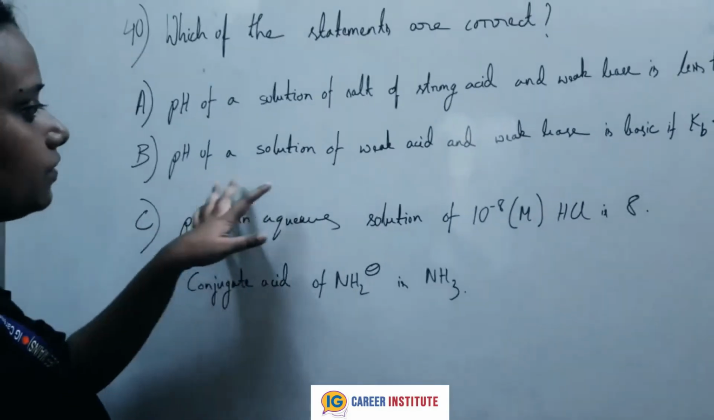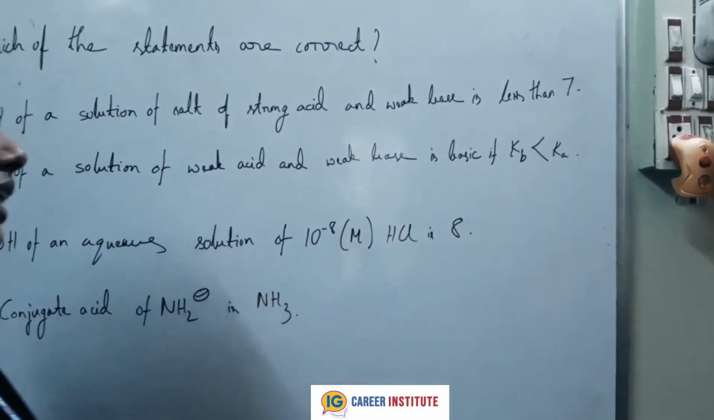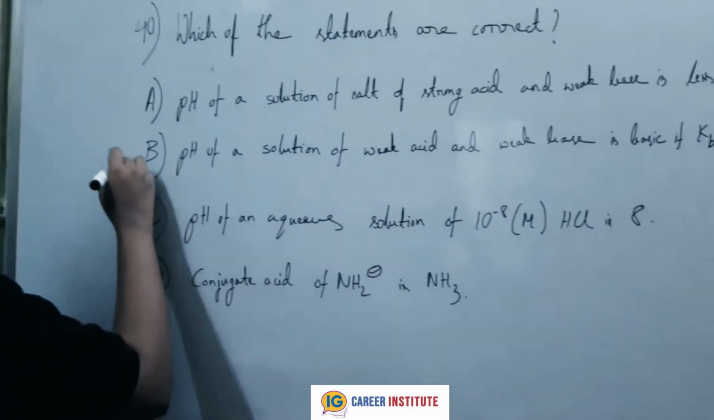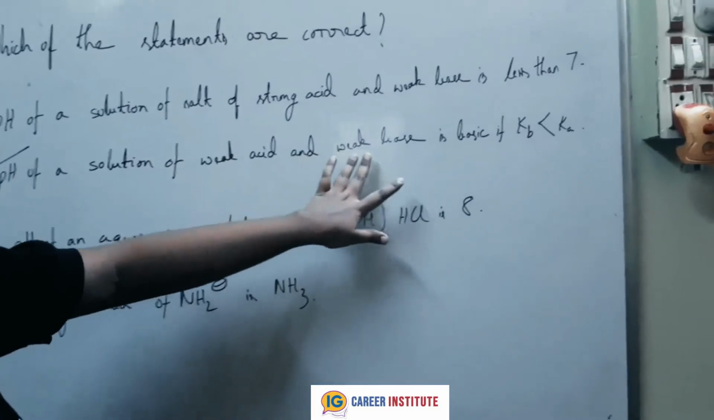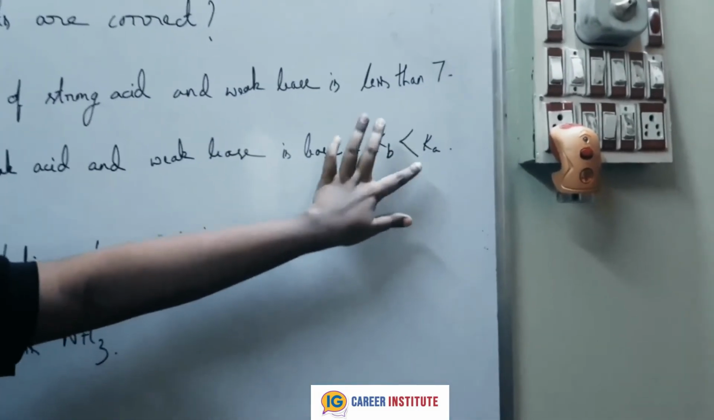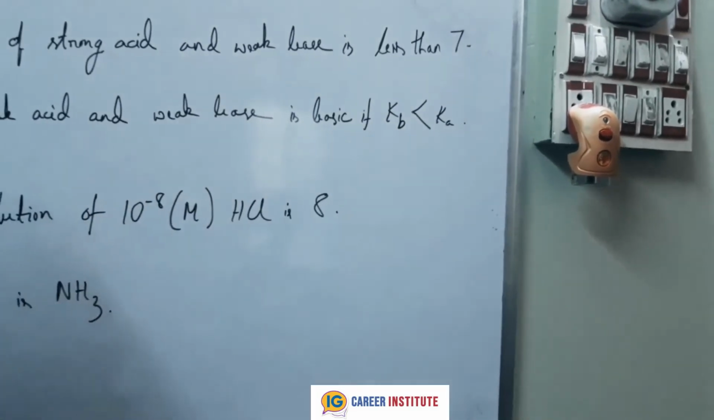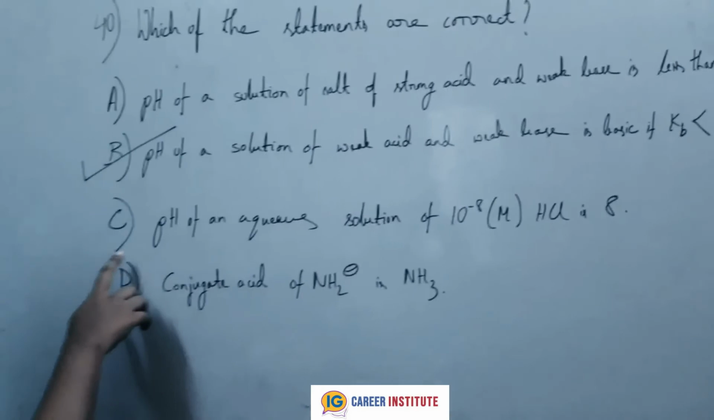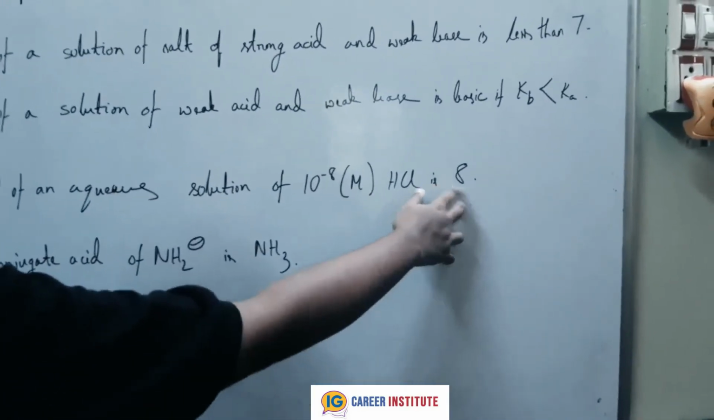Option B is, pH of a solution of weak acid and weak base is basic if Kb is less than Ka. This is correct, because the pH of a solution of weak acid and weak base is basic only if Kb is less than Ka, that is, the dissociation constant of the base is less than the dissociation constant of the acid.